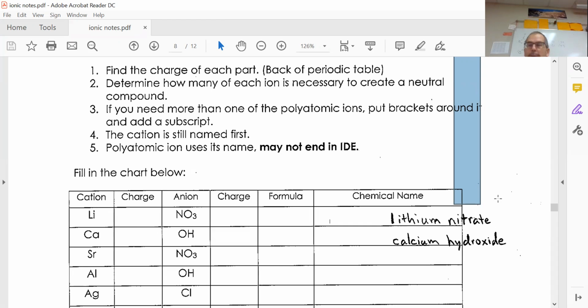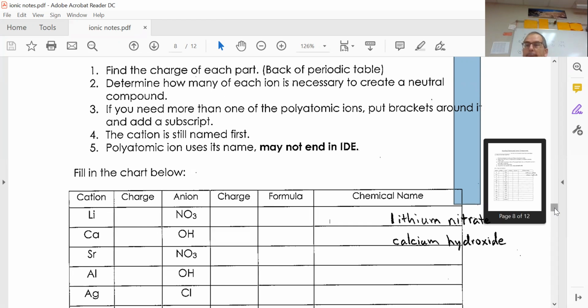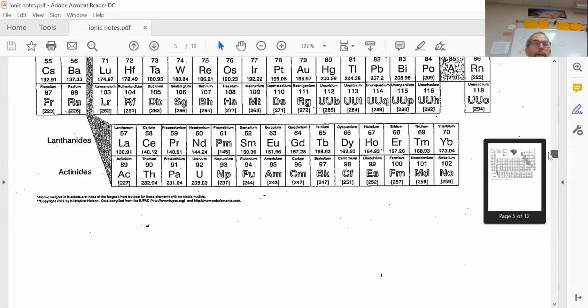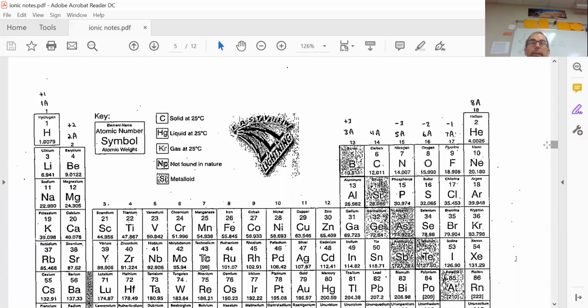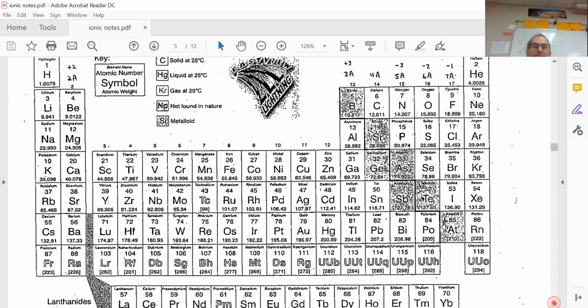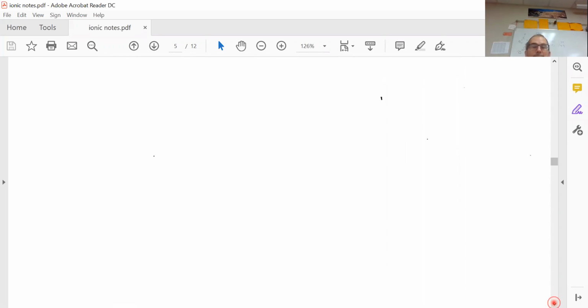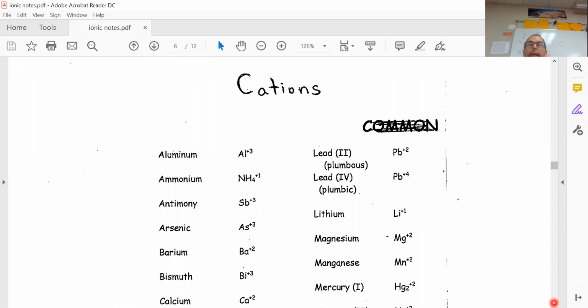So I'm going to look for the charge on lithium. A couple ways to do that. We can go up here to our periodic table and say lithium is an alkali metal. So lithium is an alkali metal and it's in family 1, so it's going to have a +1 charge.